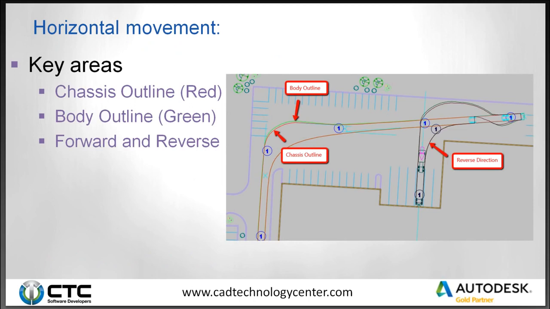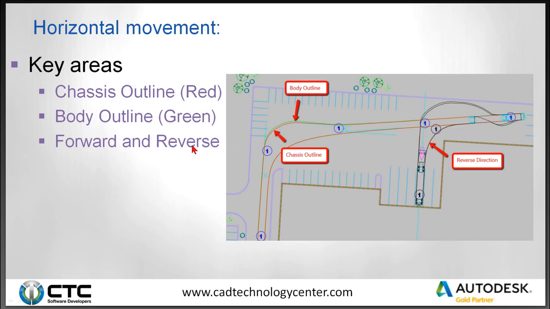Horizontal movement. There are 3 key areas within the horizontal movement. As you can see in my screen cap here, I have a red line which represents the chassis outline, so that's where the 4 wheels will touch the ground. I also have a body outline, which is the green, which shows me where that corner bumper is. Is something going to be a little bit wider? Depending on where your wheel wells are, you may have a little bit wider, like we have in this turn, where the body actually goes farther than the wheels.